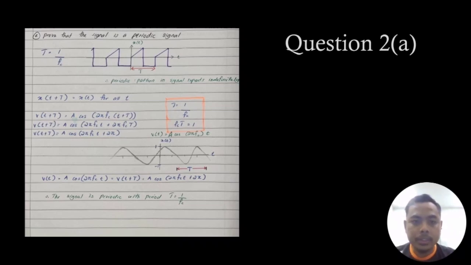So based on the question number 2A, we are required to prove that the signal is a periodic signal. For the given signal, v(t) equals A cos 2 pi Fc t. We test for periodicity by adding a time period of T equal to 1 over Fc to t. So we get v(t plus T) equals A cos 2 pi Fc (t plus T). To summarize, it is equal to A cos 2 pi Fc t. Since the signal repeats, we can conclude that the signal is periodic, which means T equals 1 over Fc.